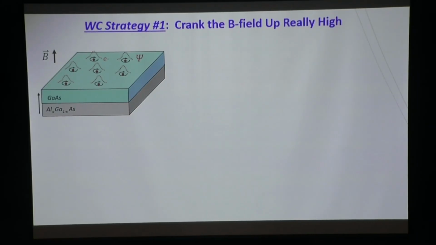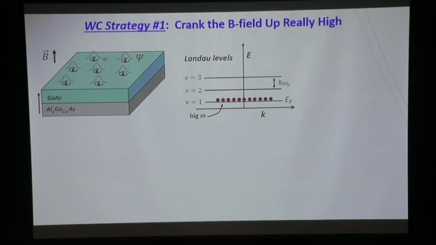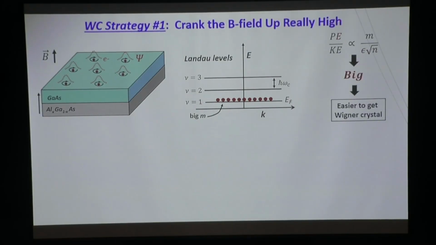Wigner crystal strategy number 1: crank the B-field up really high. The reason why this is a good thing to do is because it makes the electrons go in circles. And when electrons go in circles, they form Landau levels. You can think of Landau levels as flat bands that have high effective mass. And that quenches out the kinetic energy, and it makes this ratio big, which is good if you want to see a Wigner crystal.